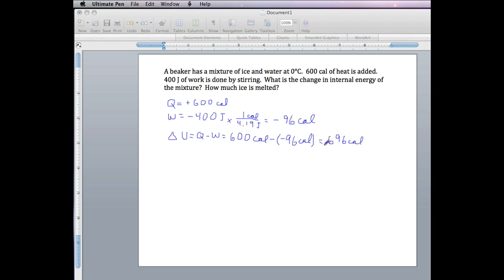So there's our first answer. The change in internal energy is a positive 696 calories. That means the energy has increased by that amount. Now, since the internal energy has increased by 696 calories, that energy acted to melt the ice. So our change in internal energy will be the mass of the ice that's melted times the heat of fusion.